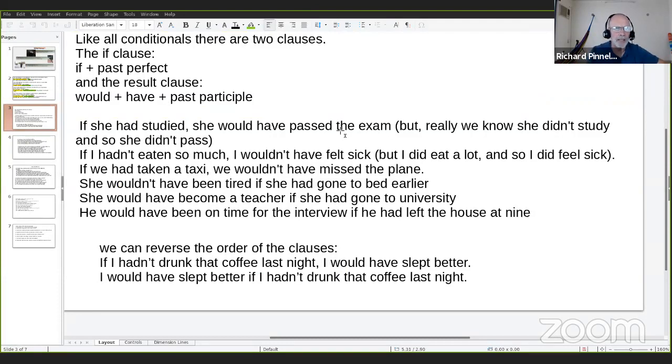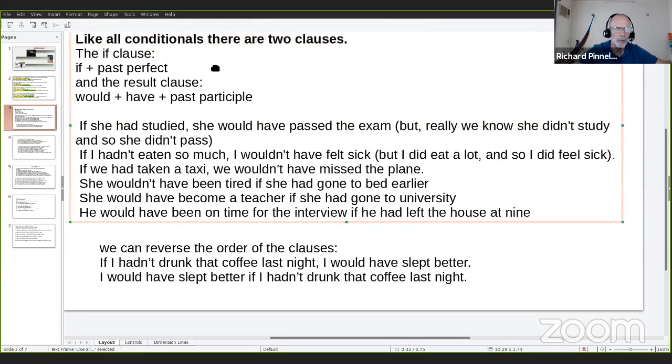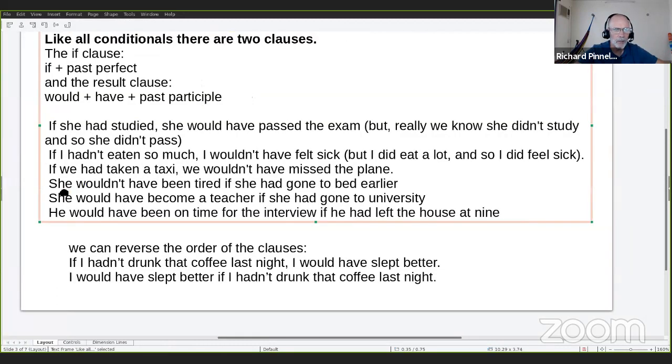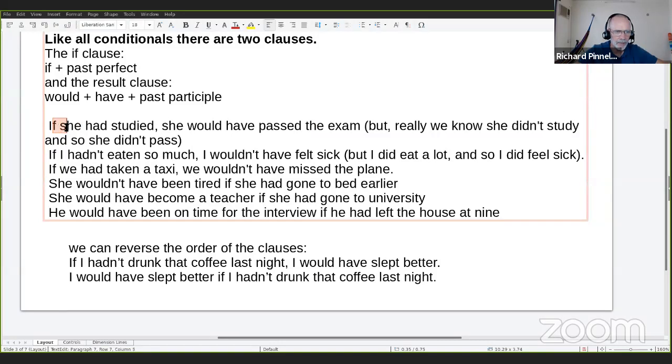So here I have written down the structure again. Like all conditionals, there are two clauses. The if clause, so it's if plus past perfect. Here I've got another example. I've got a lot more examples here. But let's copy that one up there so we can see that if clause again. If she had studied. Sorry, I didn't want to put it there actually. I wanted to put it here. The if clause, example, if plus past perfect, if she had studied. So it's had plus the past participle of study, which is a regular verb.